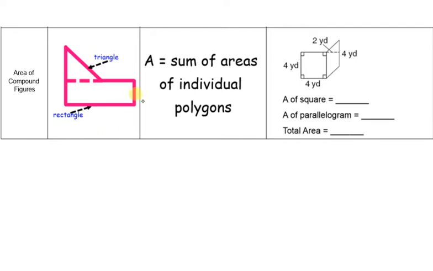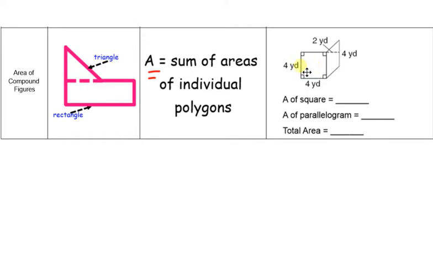So here we have a picture of a compound figure. You'll see that you have a rectangle, and then here you have a triangle, and they are attached. And the way that you find the area of them is you first find the area of the triangle, then you find the area of the rectangle, and you add them together. And that is the area of the compound figure. Okay? So make sure you write your formula down.